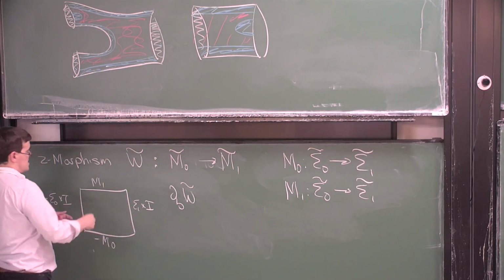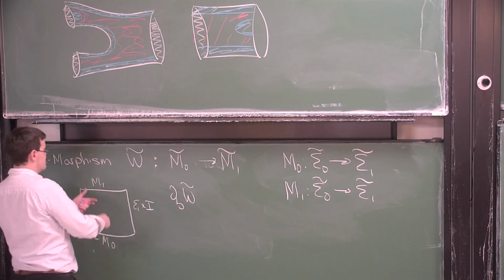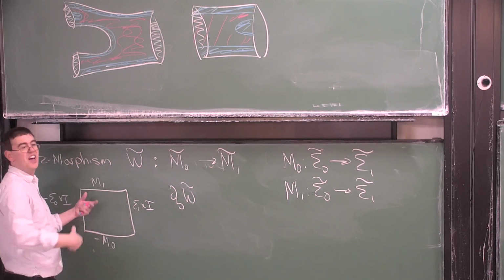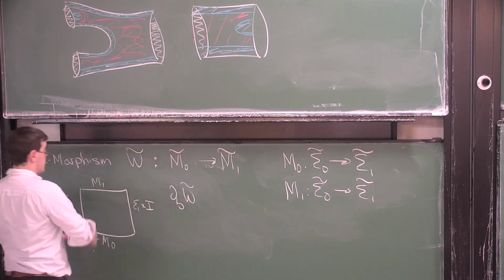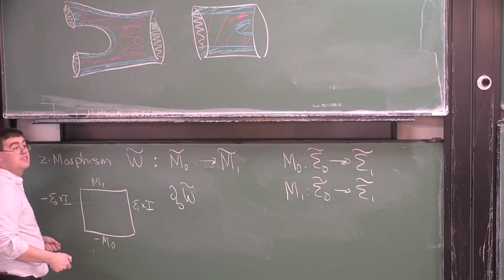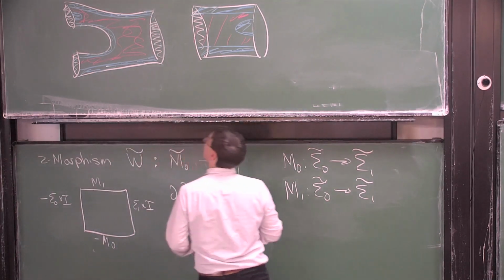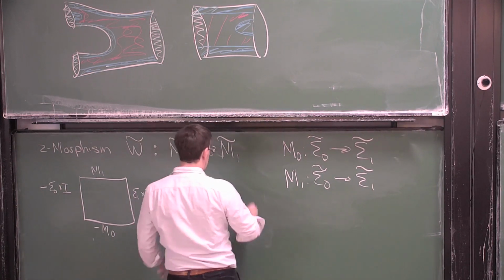Okay, so there'll also be some sutured boundary that you should think of as just living on the inside here. That's not part of this boundary. Okay, and then I compose horizontally and vertically in the obvious ways, and that's what the two-category looks like.